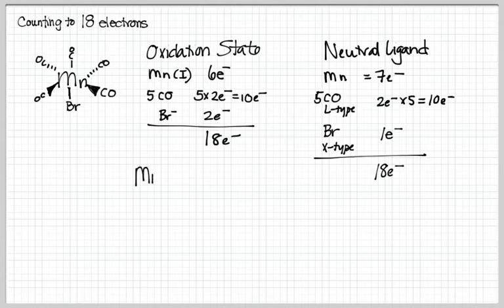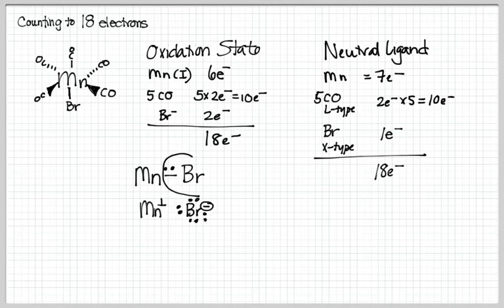So in the case of the oxidation state method, we are assigning both of the electrons in the manganese-bromine bond. If you sort of imagine 2 electrons here, we're assigning them both to bromine. So that's going to make bromide with a complete octet of 8 electrons. And that's going to make the manganese electron deficient, so it's going to have a +1 charge.